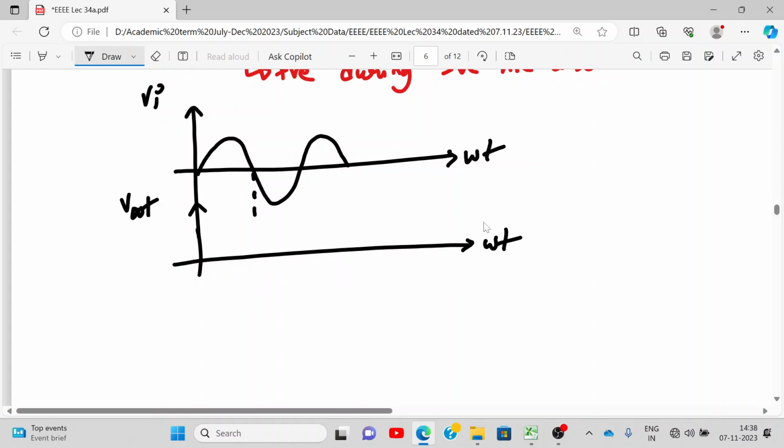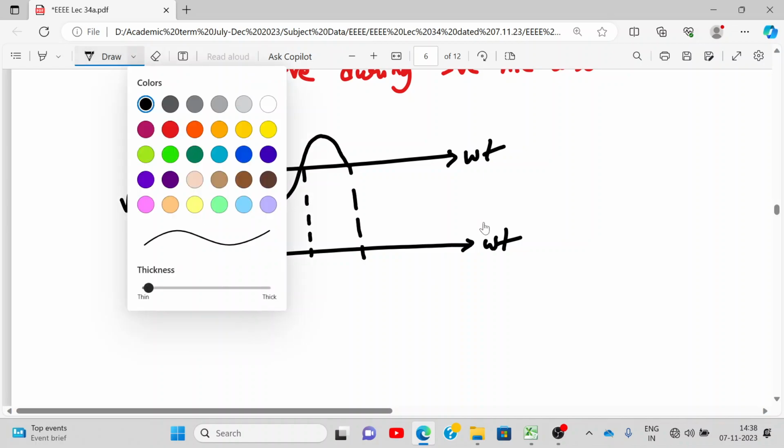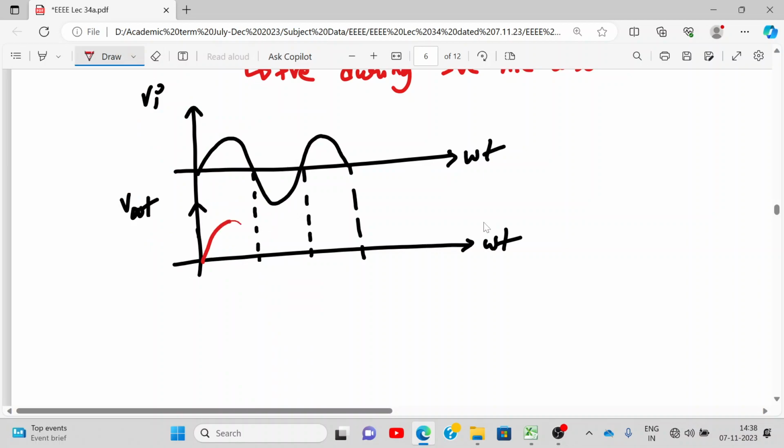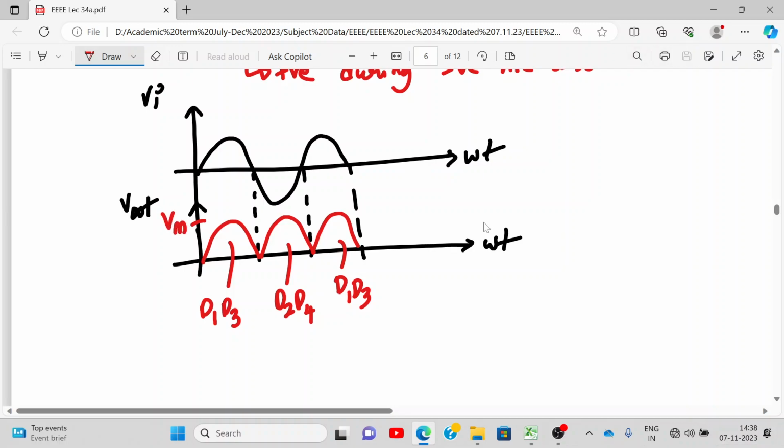First of all, I'll mark these points. Here it's positive, and here also it's positive. But during this duration, which diodes are on? D1 and D3. During this duration, D2 and D4. During this duration, D1 and D3 are on. Are you understanding? That's the only difference. In a full wave bridge rectifier, two diodes are on simultaneously instead of one.